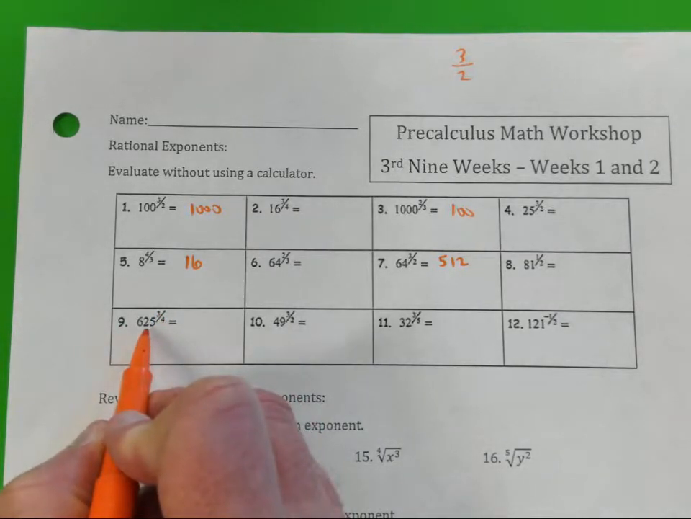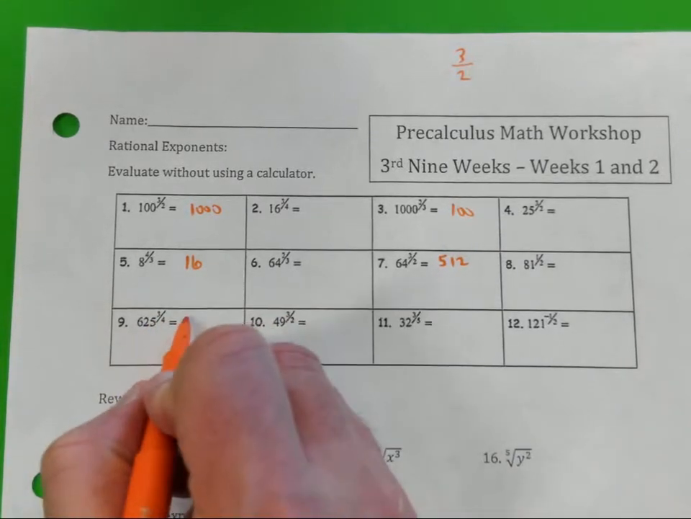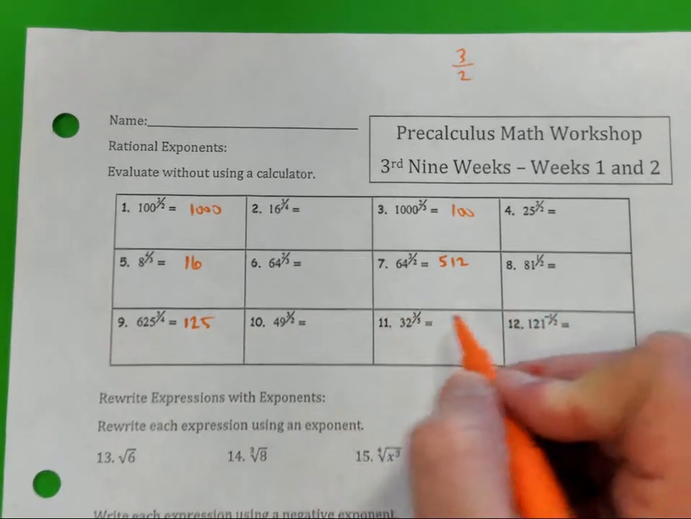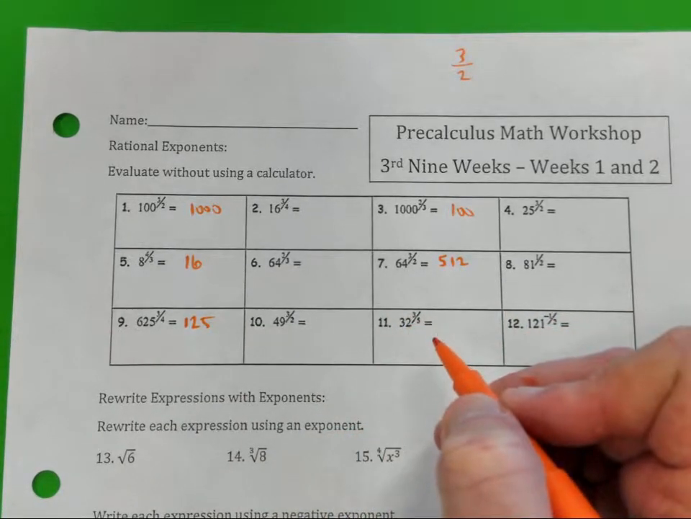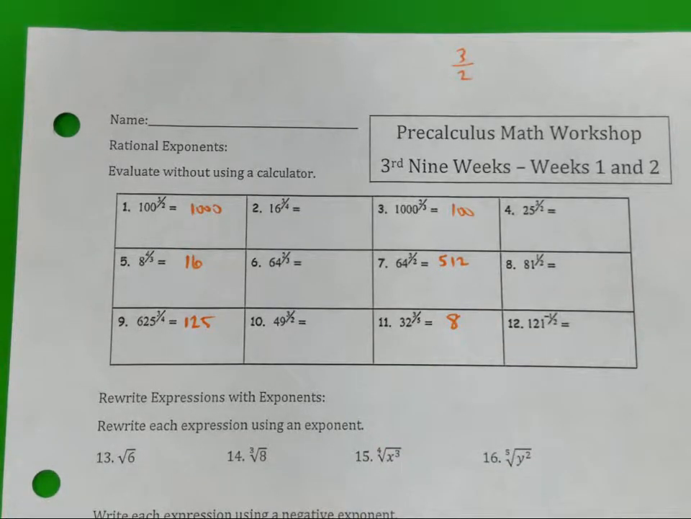What's the 4th root of 625? 5. 5 cubed is 125. The 5th root of 32? 2. 2 cubed is 8. Are we good on those? So just know, this test you will not use a calculator for, okay?